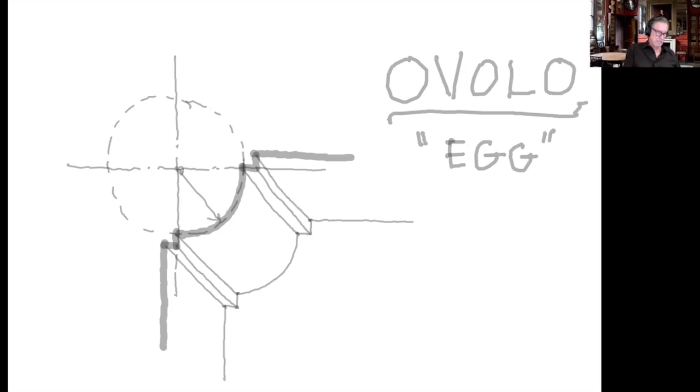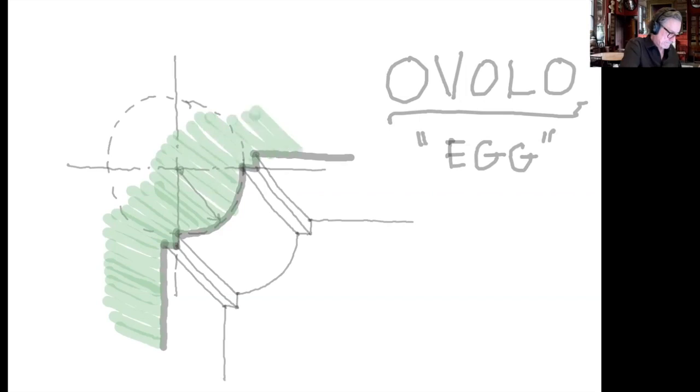Now we can also shade the solid portion. This is a big meaty molding, so there's lots to shade. But you want to shade the part that is solid. Like that. That is an ovolo.